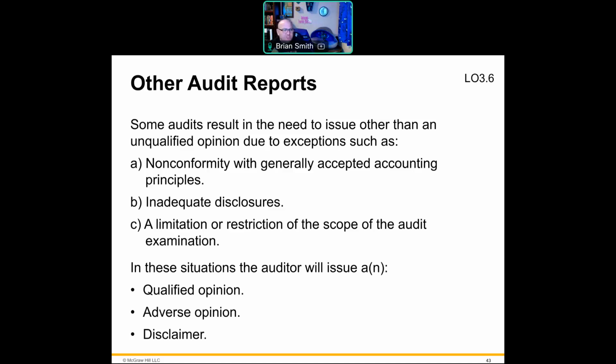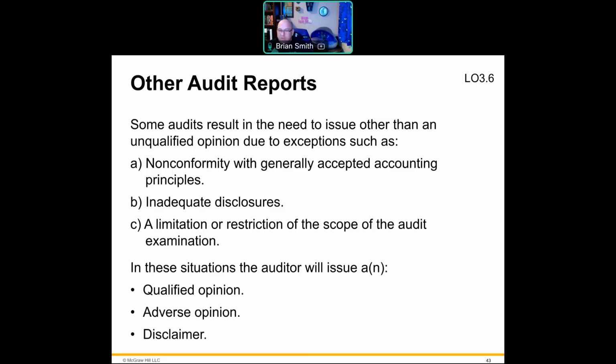Then you have some other audit reports that you're going to focus on, the nonconformity with generally accepted accounting principles. Basically, anything that says, hey, they diverted from GAAP. They did not do what GAAP said they should do. Sometimes that's okay if you have a good reason for it. If you don't, in these situations, you might get a qualified opinion. That's the not good one. I'm sorry, yeah, qualified is the not good one.